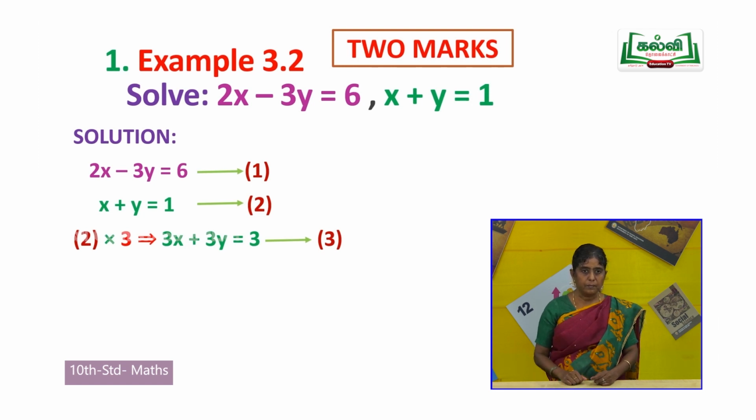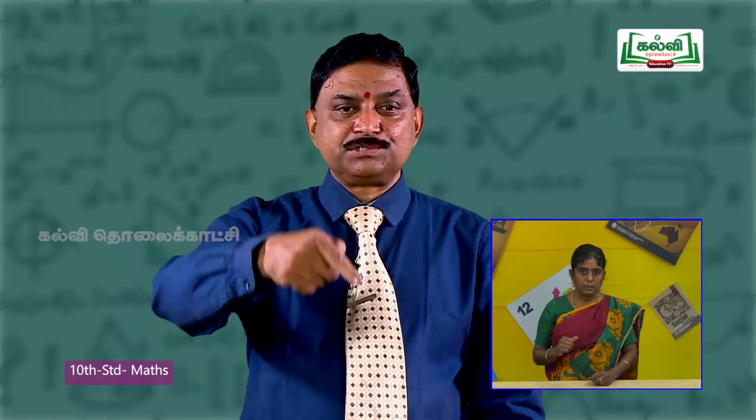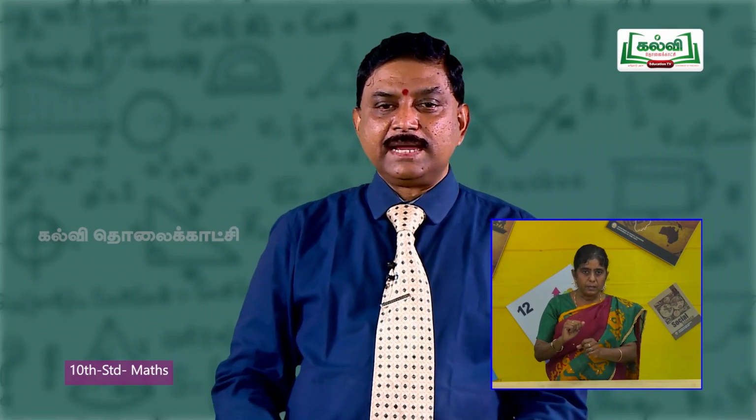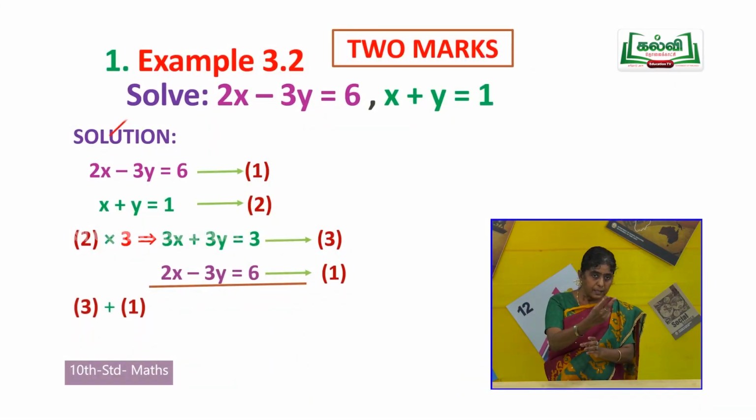Now what you have to do, write the first equation below the third equation. So 2x minus 3y equal to 6 is written below equation 3. Then you see the 3y and the minus 3y. In the third equation you see the 3y, in the first equation you see the minus 3y. So now by adding them, the plus 3y and minus 3y cancel. So the variable y is cancelled, and you may get the value of x automatically. That is the idea. So we should add the third equation and the first equation. So what would happen?